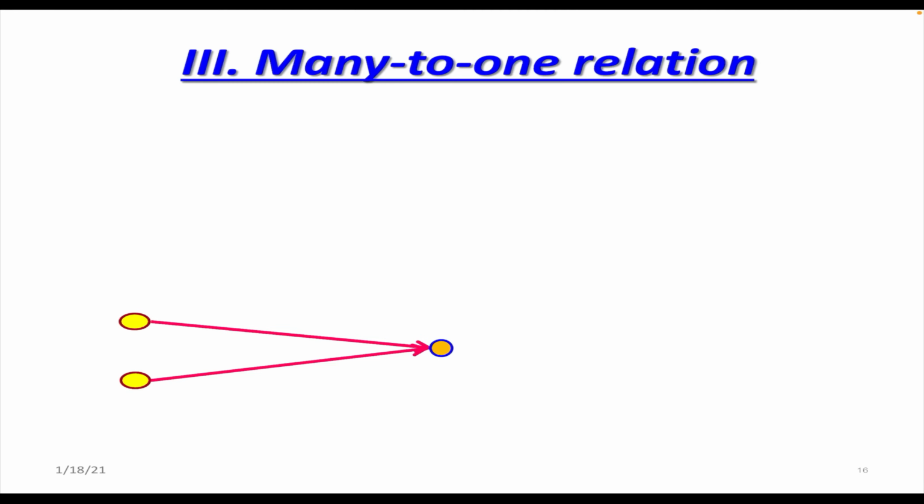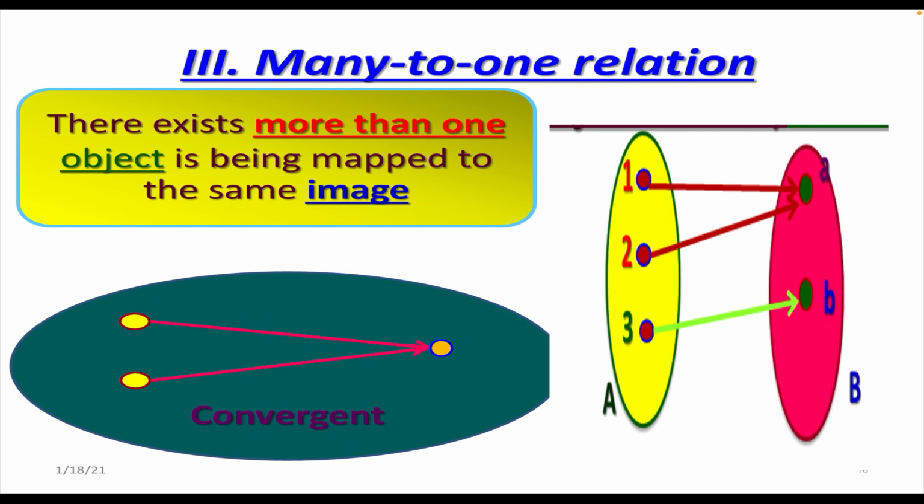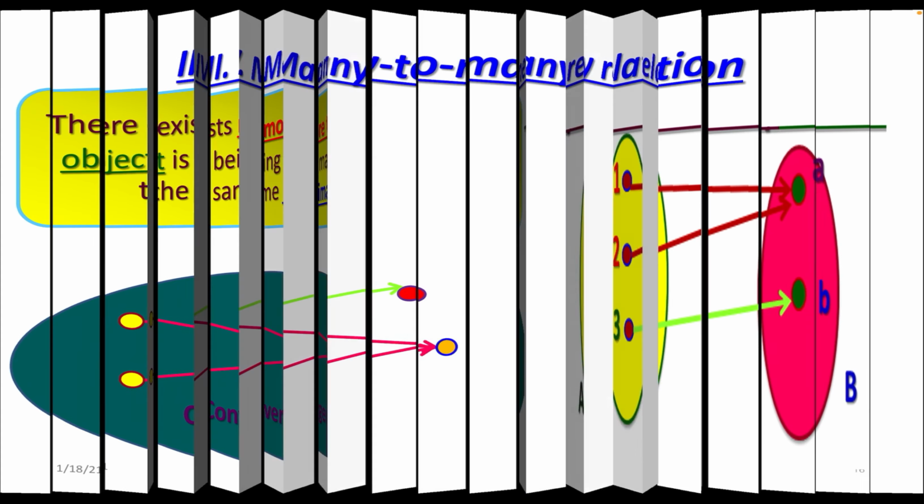Now, many-to-one, meaning that there exists more than one object being mapped to the same image. So we will have convergent arrows. Here's an example. For elements 1 and 2, they have one image A. So 1 and 2 are two different objects. They have one image. So 1 goes into A and 2 also goes into A. So this is many-to-one relation.